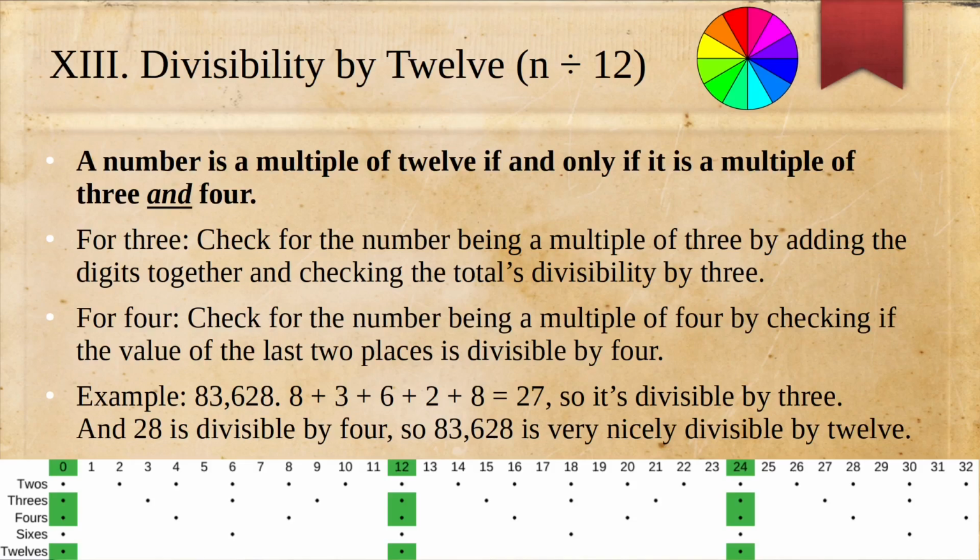Let's take 83,628. 8 plus 3 plus 6 plus 2 plus 8 equals 27. Yep, divisible by 3. And is 28 divisible by 4? It sure is, so 83,628 must be divisible by 12, and by a very nice number as it turns out.